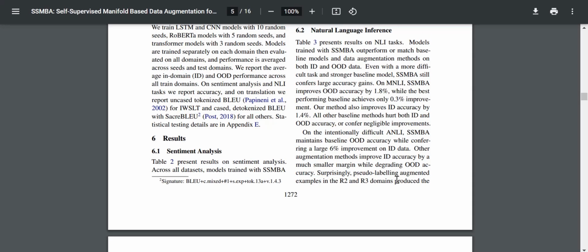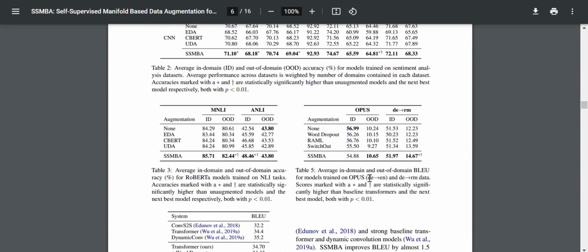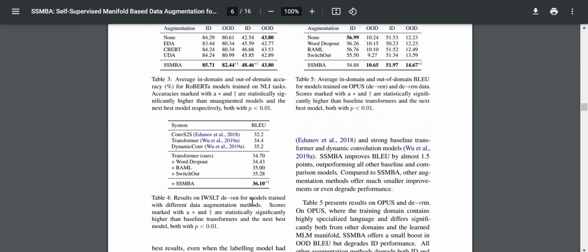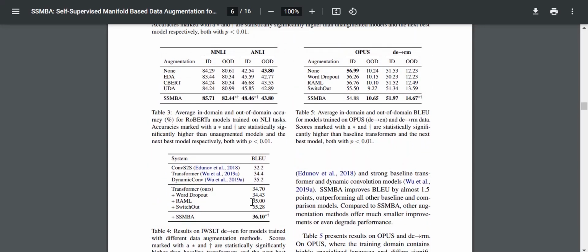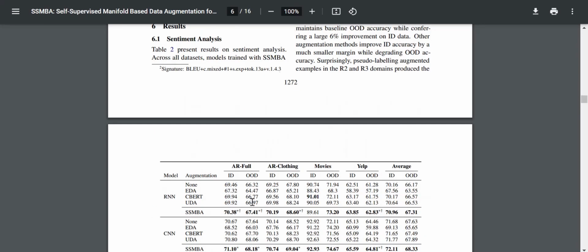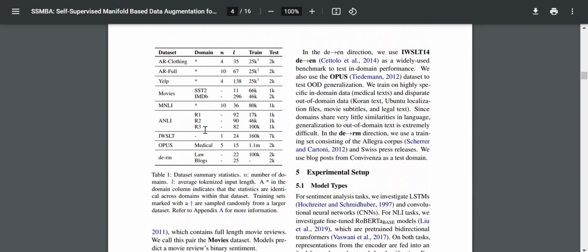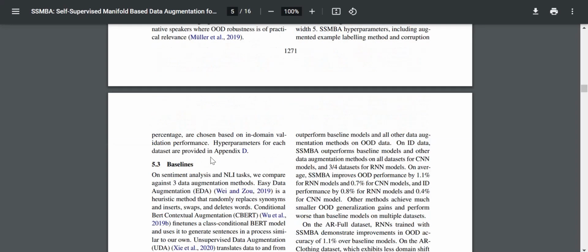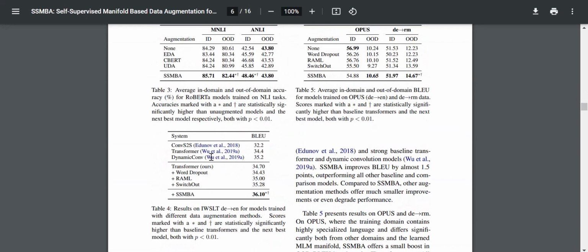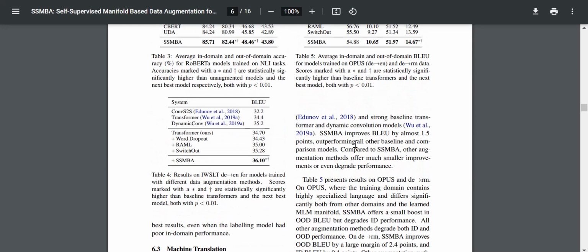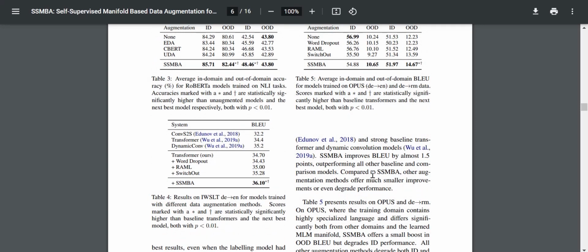Surprisingly, pseudo-labeling augmented examples in the R2 and R3 domain produced the best results even when the labeling model had poor in-domain performance. So what this is referring to is basically this fact where you had three different levels with different difficulties. For machine translation, we compare our results with convolutional models and strong baseline transformers and dynamic convolutional models.